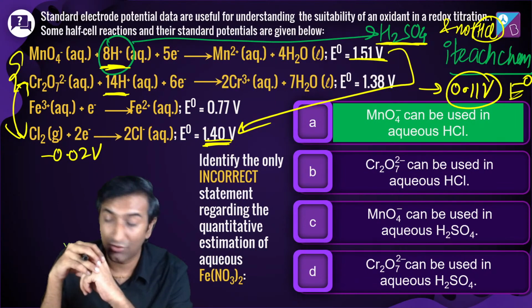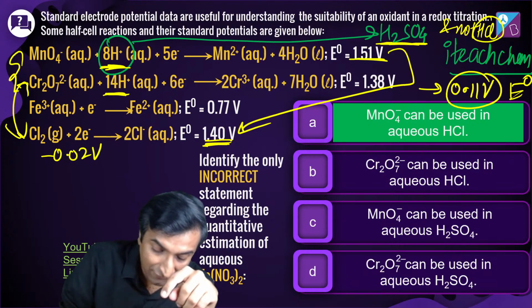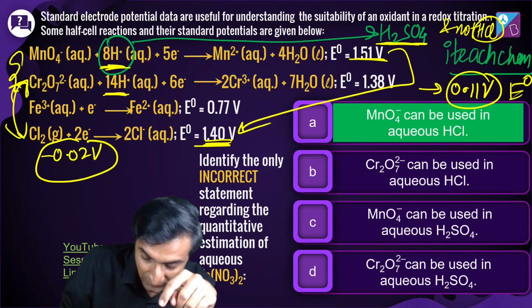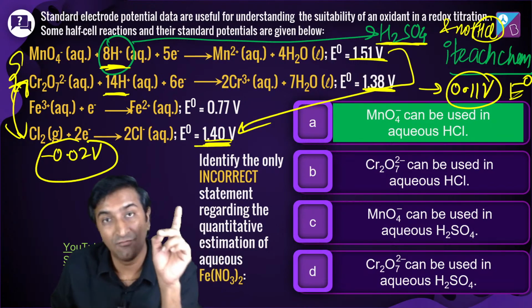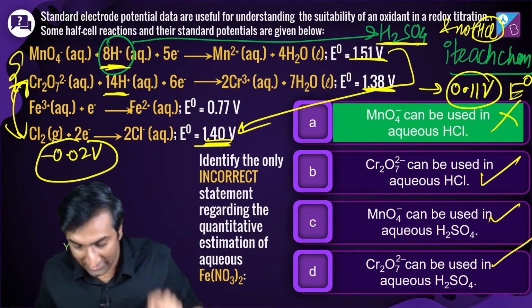Yes, it is an oxidizing agent, but not as strong as MnO4 minus. Look, if I compare these values, I get a negative 0.02 volt potential between this and this, right? So this reaction will not happen. That means Cr2O7 will not react with HCl. Hence this is okay, this is okay, this is okay. This one is not okay. Okay? Let's move ahead.